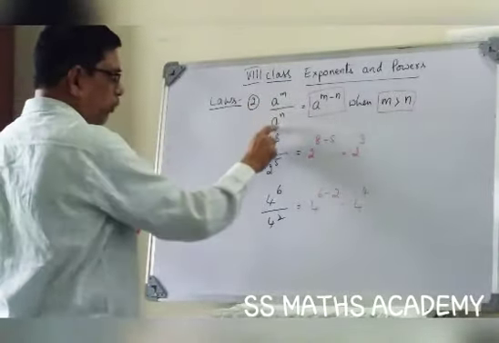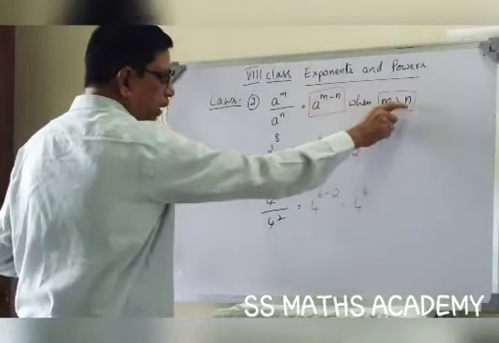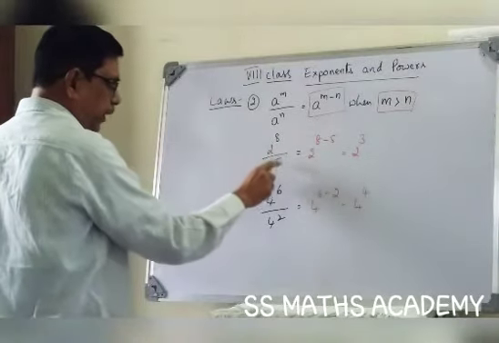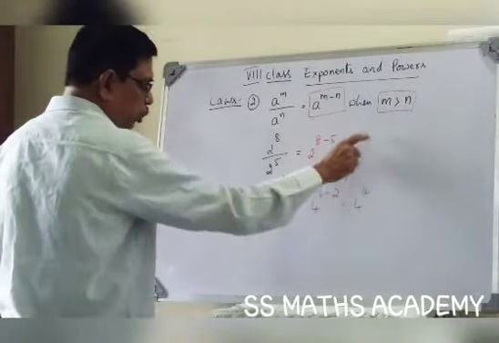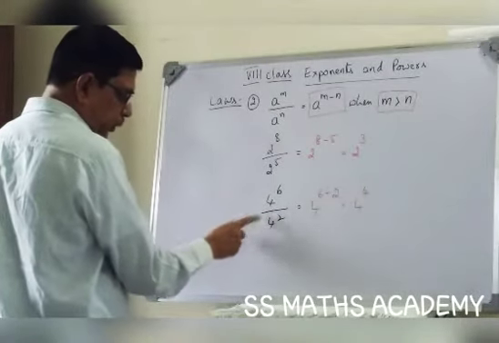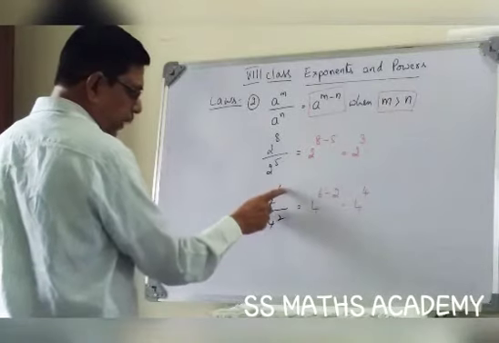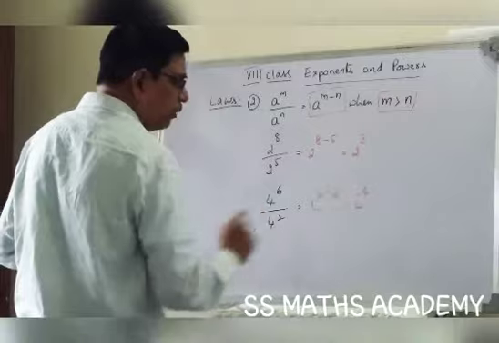A to the power of m by a to the power of n is equal to a to the power of m minus n when m is greater than n. Now in this, 8 is greater than 5, so we have to subtract 5 from 8. We get 2 to the power of 3 here. Here 6 is greater than 2 for the same base 4, so 2 is subtracted from 6. So here we get 4 to the power of 4.